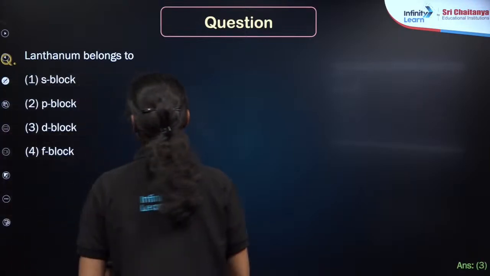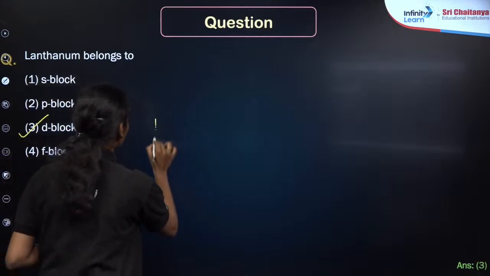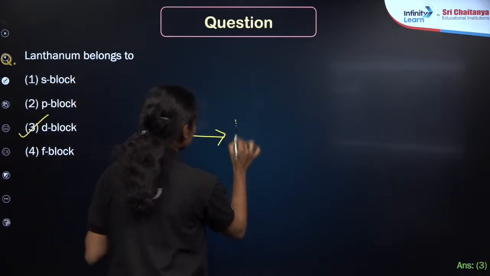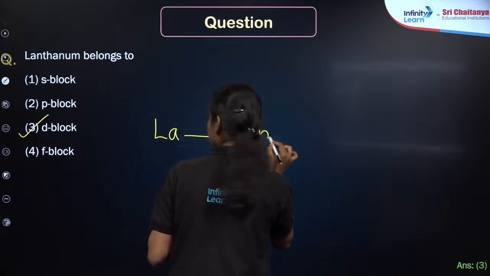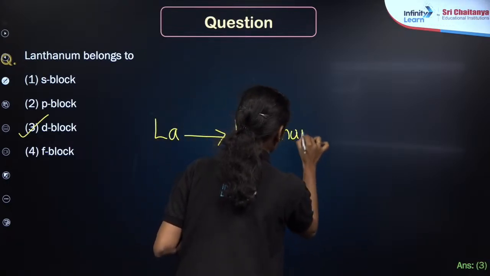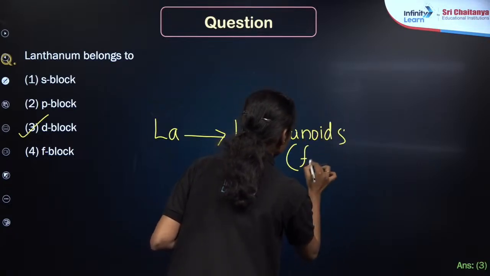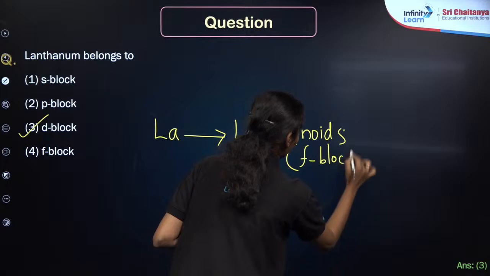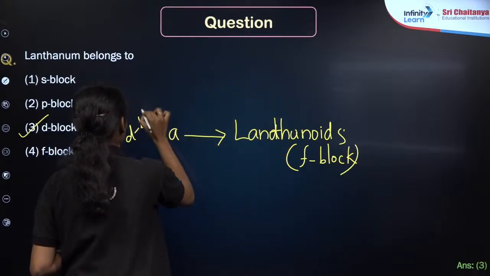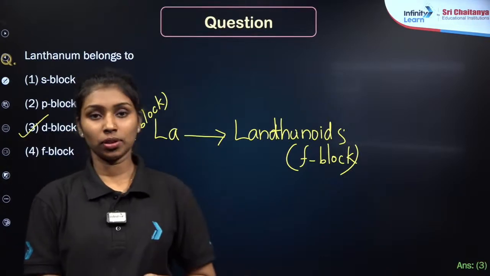D block, right? In the periodic table, you can see that there will be an element lanthanum in the D block. After lanthanum only, the lanthanides come, the 4f series of elements, right? Or the F block elements. All the lanthanides are the F block elements, but lanthanum and actinium are the D block elements, right? This is a D block element. Clear?